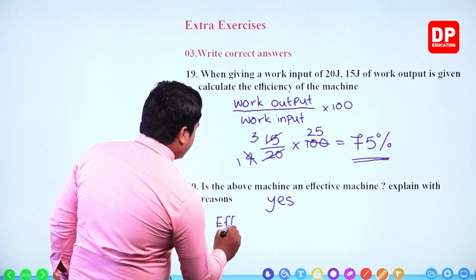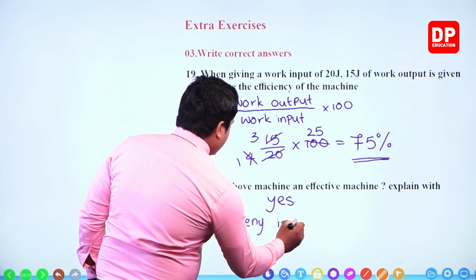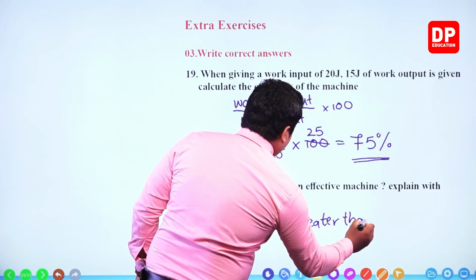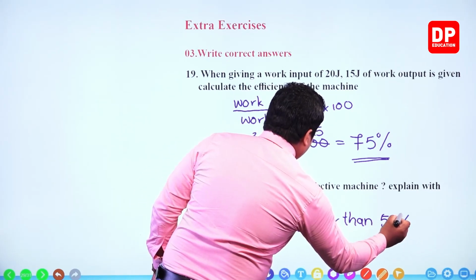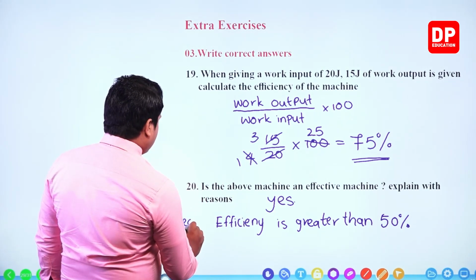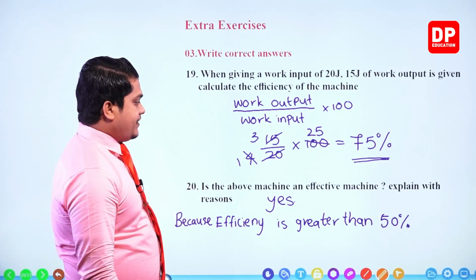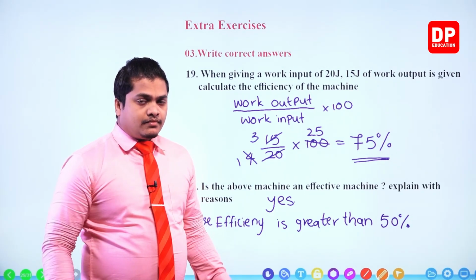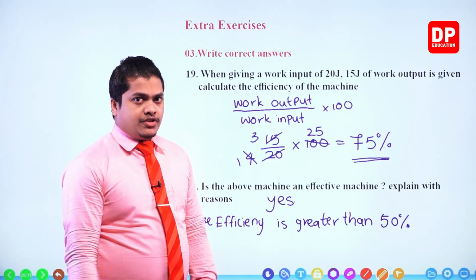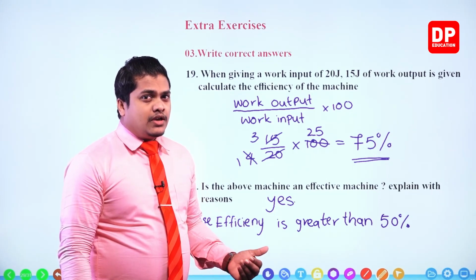Efficiency is greater than 50%. Right, because efficiency is greater than 50%. If a certain machine is providing an efficiency greater than 50%, then it is good, my dear children. If the efficiency is below 50%, then it is not an efficient machine.